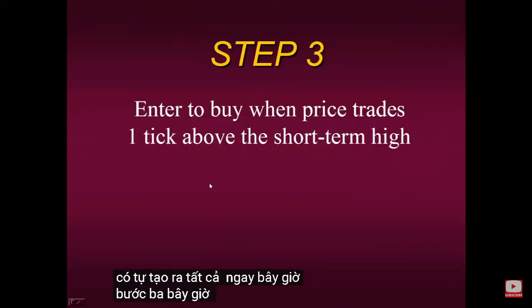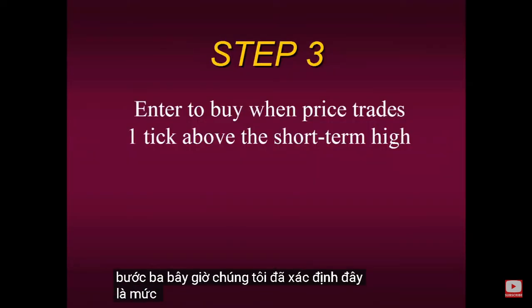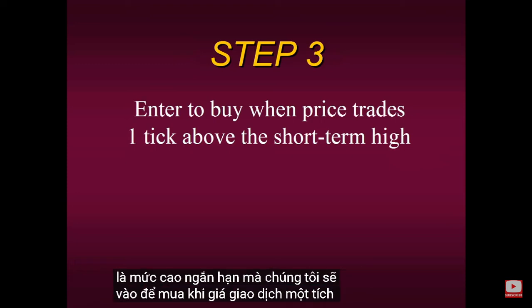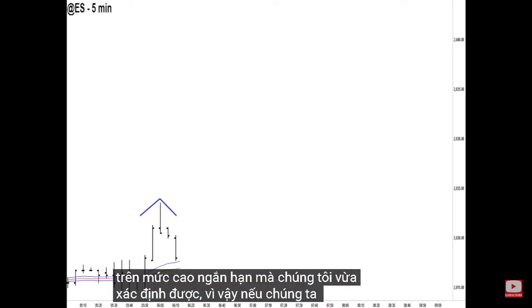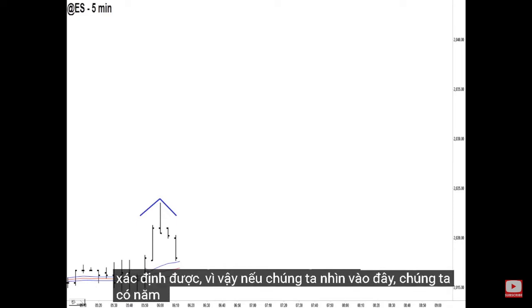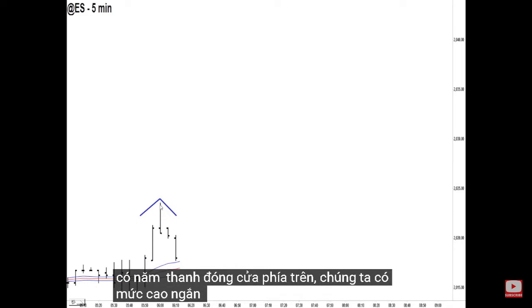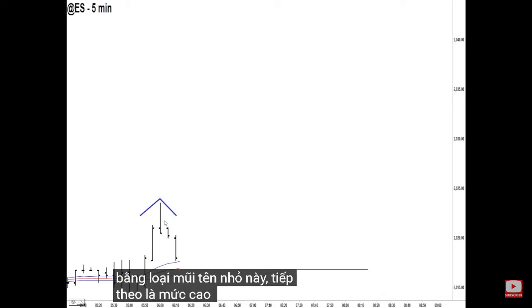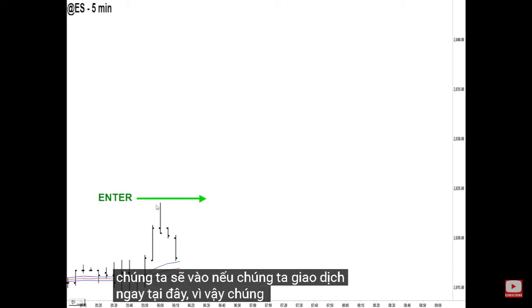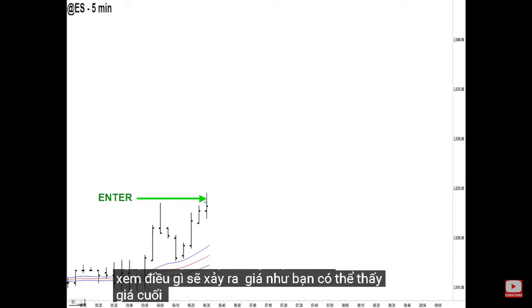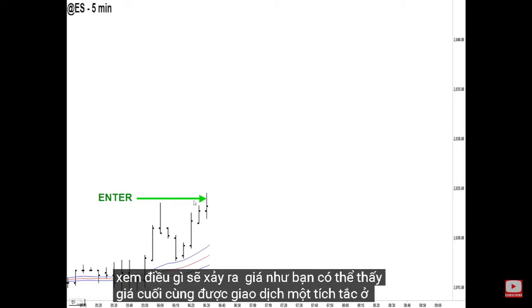All right, now step 3. Now that we've located this short-term high, we're going to enter to buy when price trades 1 tick above that short-term high that we just identified. Okay? So if we look here, we have the 5 bars closing above. We have this short-term high here, represented by this little arrow. High followed by a higher high, then a lower high. So we're going to enter if we trade right here. All right? So we have to wait and see what happens to price. And as you can see, price eventually traded 1 tick above.